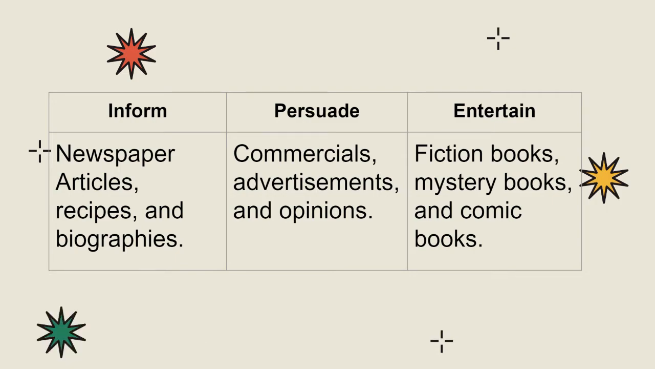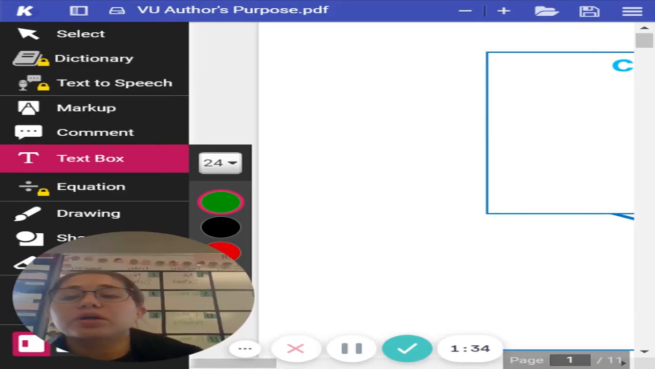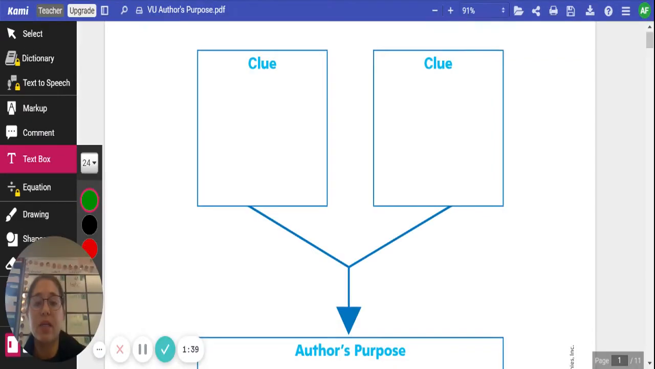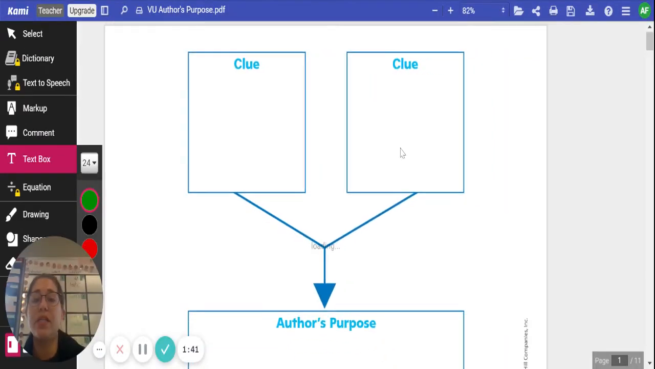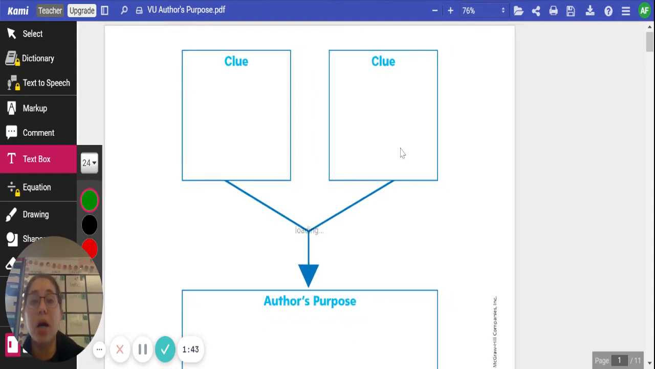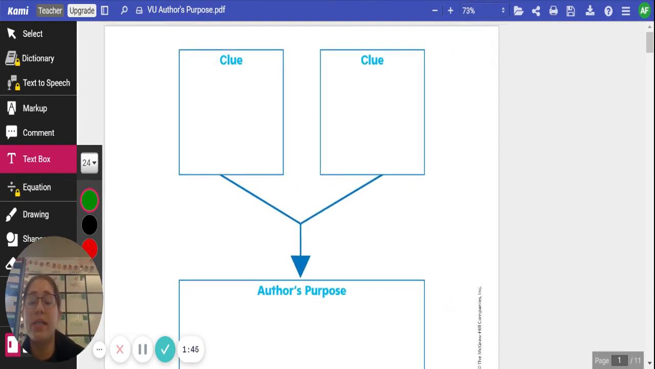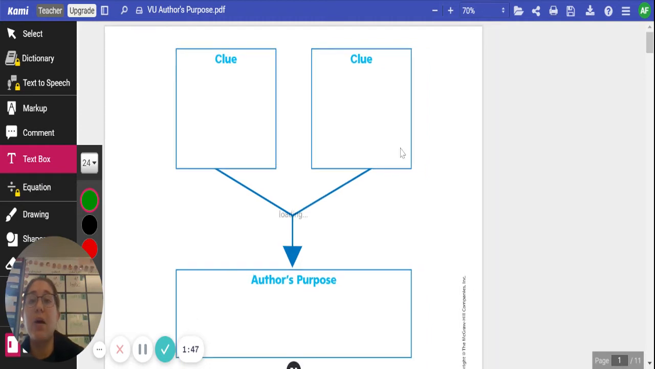So today we are going to practice author's purpose together. Please get out a blank piece of paper and go ahead and copy down this graphic organizer. You can pause the video if you need to get it all written down. And then when you're ready, just hit play and we'll continue.